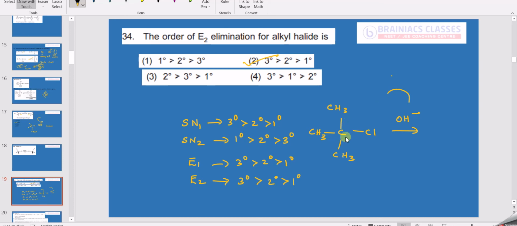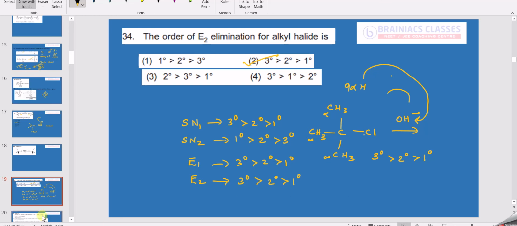So if you see here, this carbon is connected to 3 other alpha carbons, correct? So totally 9 alpha hydrogens are available for abstraction by OH minus. So I can say that more probability is there for OH minus to abstract and start the reaction. That is the reason why we say E2 elimination will go with first 3 degree, then 2 degree, then 1 degree.